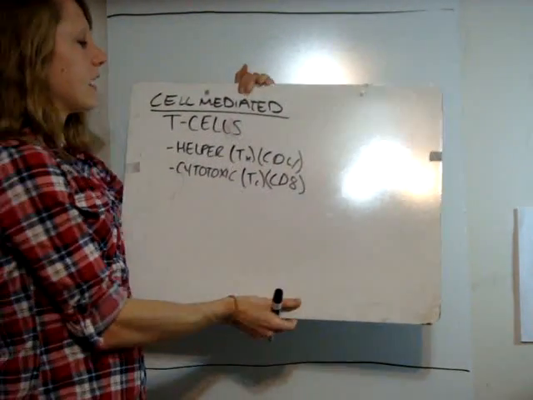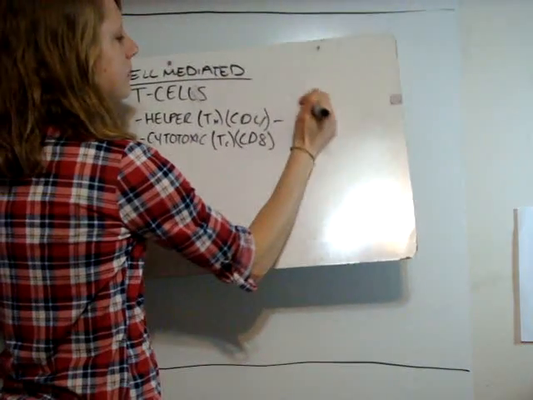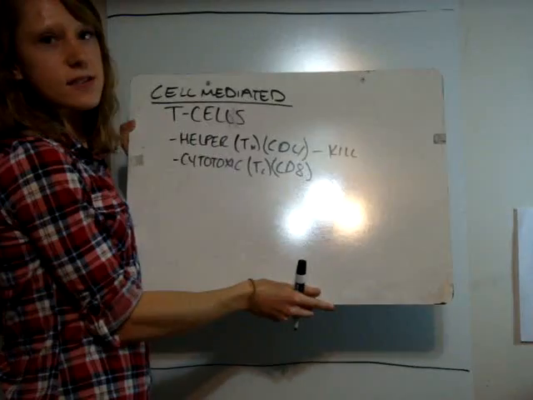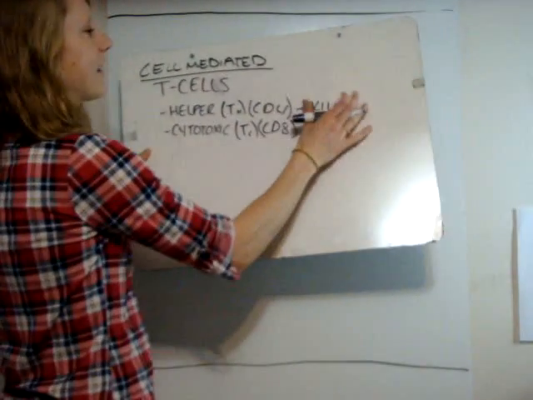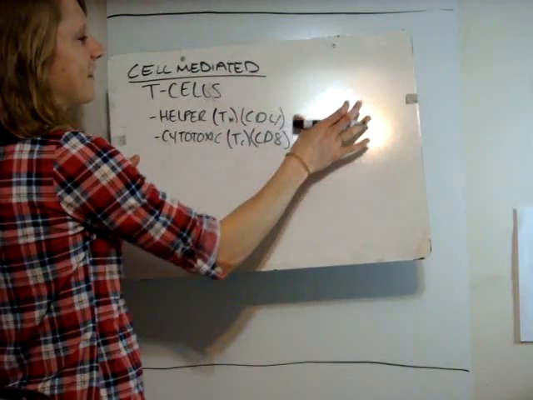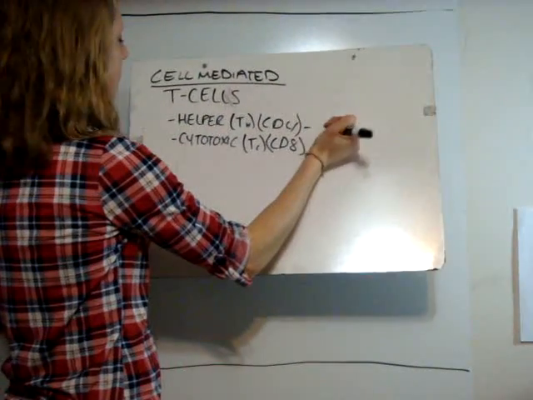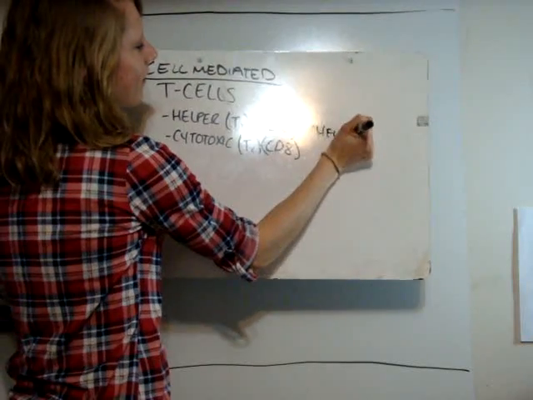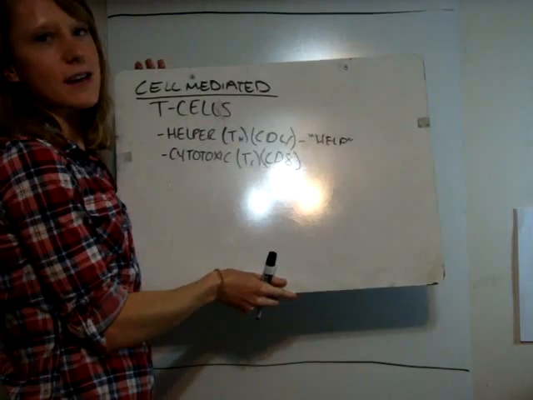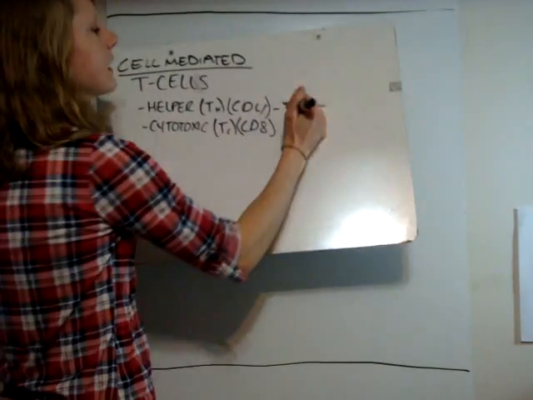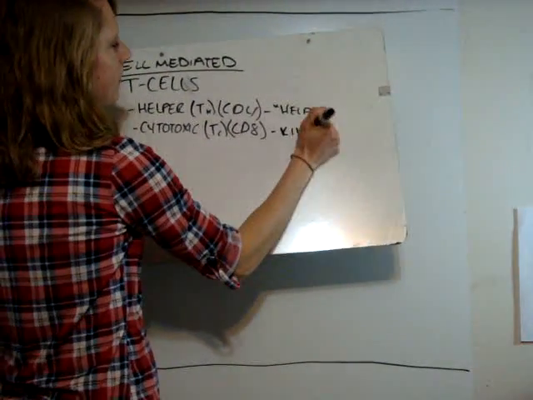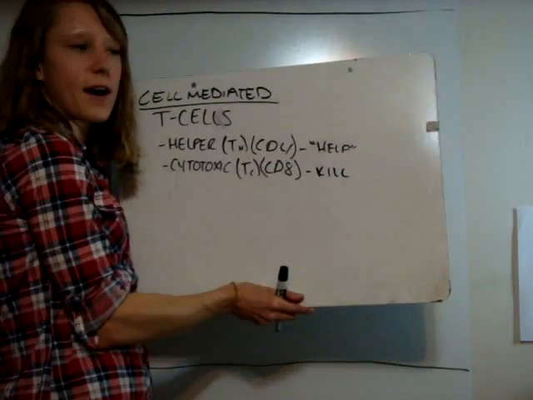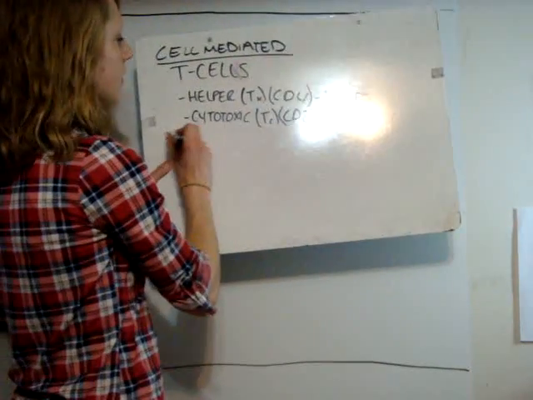Helper T cells, just to be blunt about it, they kill. They kill infected cells. Helper T cells don't kill. Sorry, I'm still super flustered from today. Helper T cells help. And we're going to give a specific example of that. So helper T cells help. Cytotoxic T cells are the cells that kill. And we're going to talk about those more as we go throughout this third line of defense.